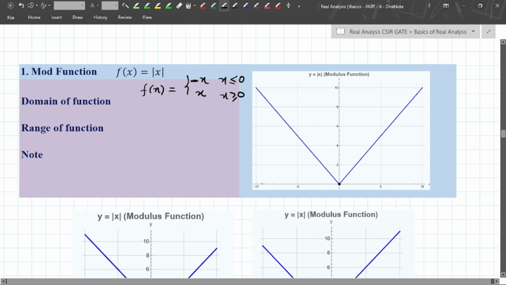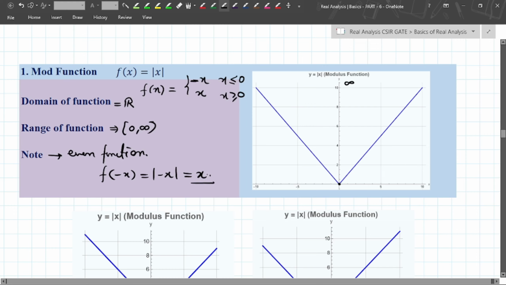The domain is whole R, you can take the domain as whole R, but it will give only positive values, from 0 to infinity. Here, this one is 0 and this one is infinity, this is y. And it is an even function, because if you put f of minus x, then mod of minus x is nothing but x.